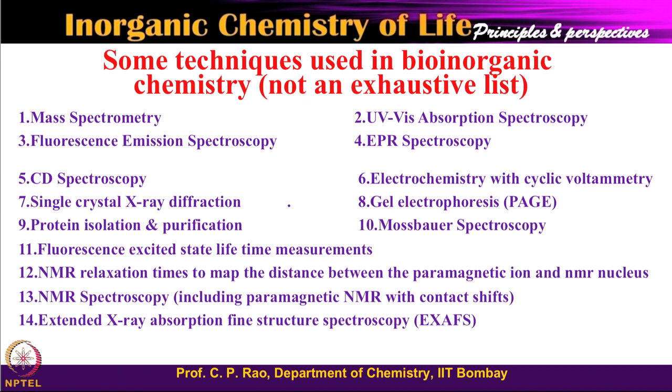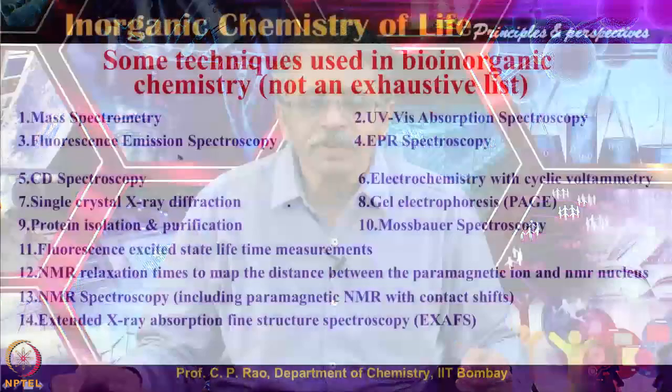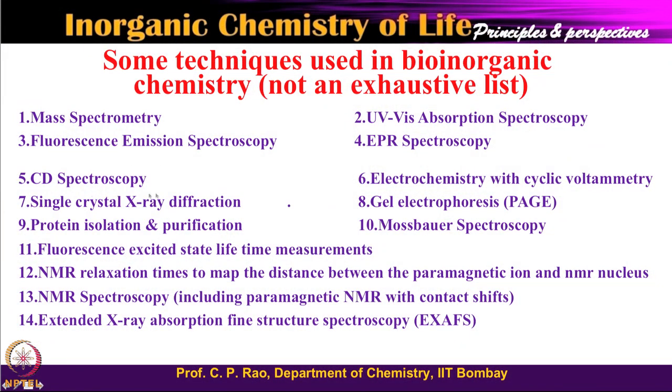Not only characterizing these enzymes, when the enzymatic action goes on, you can also trap some intermediates, you can also study the mechanistic aspects, all of these. Things like mass spectrometry, absorption spectroscopy, EPR spectroscopy, fluorescence emission spectroscopy, CD spectroscopy, and single crystal X-ray diffraction of protein, and many things like NMR relaxation times, fluorescence lifetime, and NMR spectroscopy including paramagnetism, extended X-ray absorption fine structure spectroscopy. Many of these things are there, and Mossbauer spectroscopy. So, all of these, and voltammetry is one of the very vital techniques.